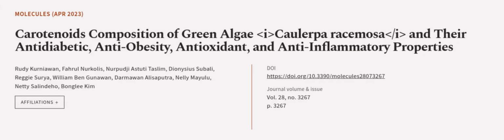This article was authored by Rudy Kurniawan, Fahrul Nurkolis, Nurpudji Astuti Taslim, and others.